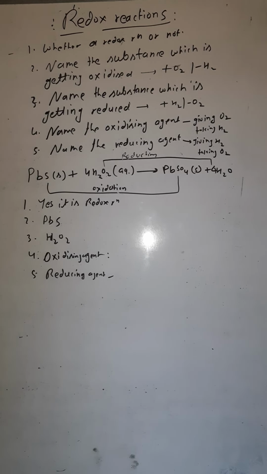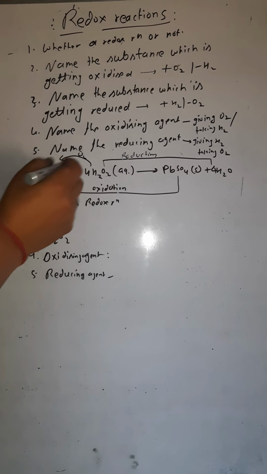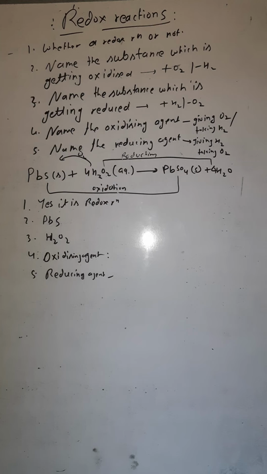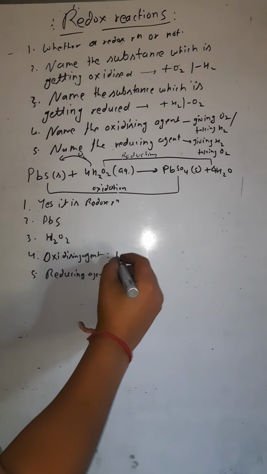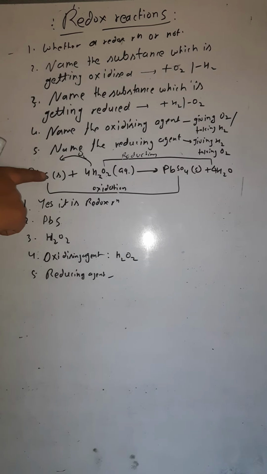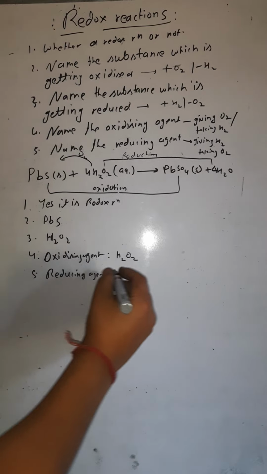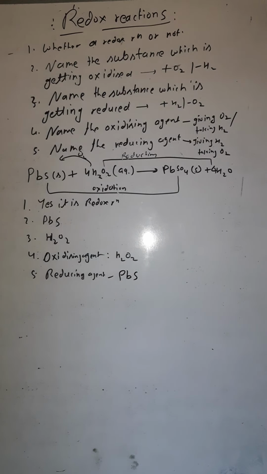So which one is the oxidizing agent and which one is the reducing agent? The oxidizing agent is the substance which is giving oxygen or taking hydrogen. So which one is giving oxygen here? Look here, H2O2 is giving oxygen to this one. So which is giving oxygen is the oxidizing agent. So the oxidizing agent is H2O2. And which one is taking oxygen? Lead sulfide is taking oxygen, that is why O is joining here. So PbS, lead sulfide, is the reducing agent.